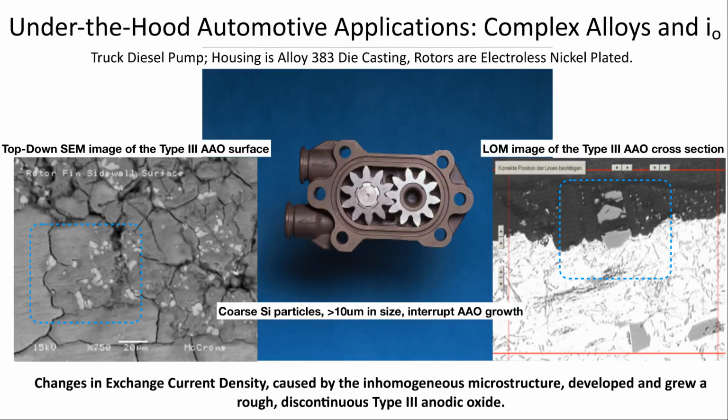To go under the hood, let's look at this complex component that is a diesel fuel pump. This is an alloy 383 die casting, and the rotors are electroless nickel-plated steel.